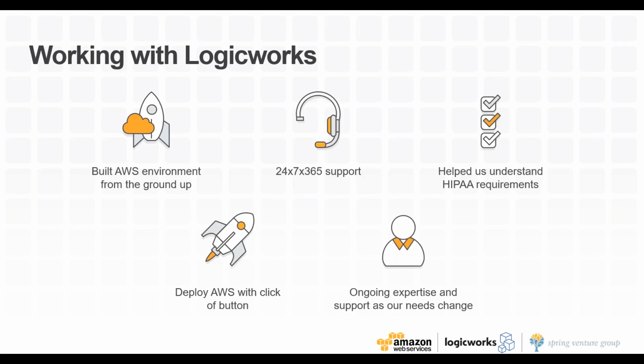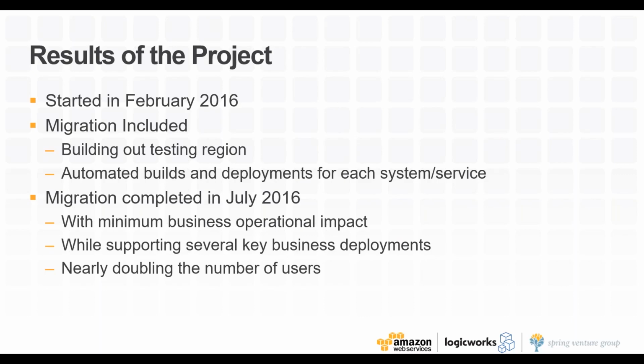So to begin to wrap up and talk about the results of our project overall, we started our migration effort in February of 2016, last year. The whole migration took about 5 months. Most of that time was us working through building out our continuous integration and continuous deployment stack and really refining that over time. Additionally, one of the big benefits that we got was building out a separate testing region, which we didn't have in our on-premise environment, which has helped us increase the quality of our solutions as we deliver them to production. So we delivered the last of the 3 phases of our migration in July of last year.